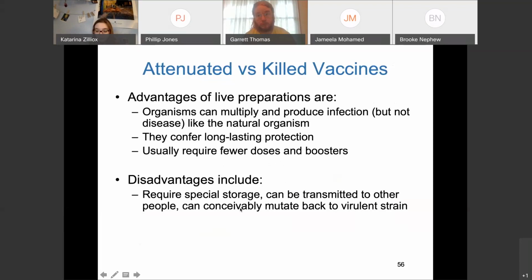All right. And disadvantages include require special storage. These can be transmitted to other people by mistake. And the other problem with viruses, they can conceivably mutate back to a virulent strain.